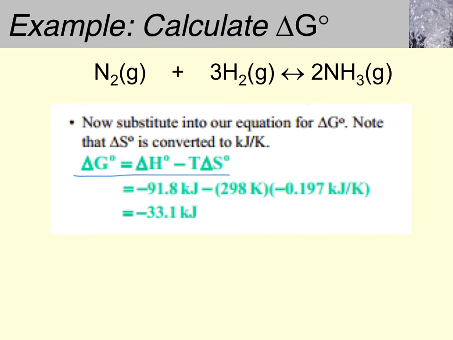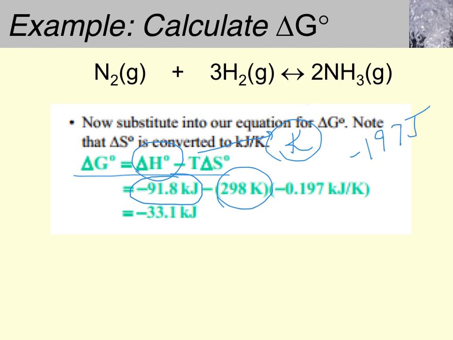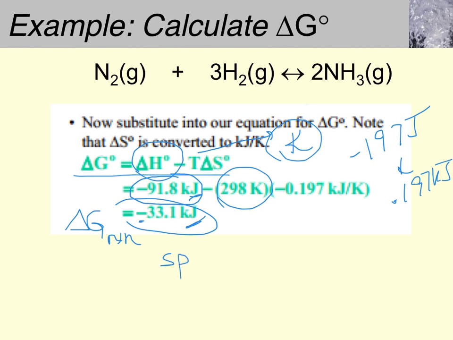All right, so here we go. The enthalpy of reaction that we just calculated is minus 91.8. Make sure you change temperature to Kelvin. And in this case, I converted the minus 197 joules to minus 0.197 kilojoules, so my units are going to be in kilojoules. When I plug and chug, I get that delta G of this reaction, the Haber process, is minus 33.1 kilojoules. It has a minus sign, which means it is spontaneous.